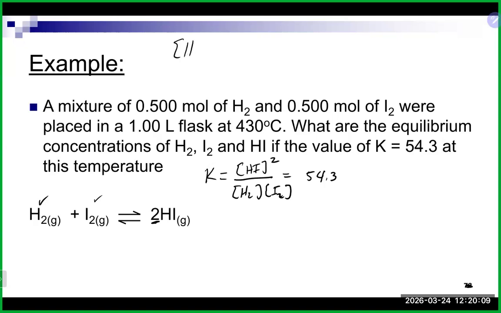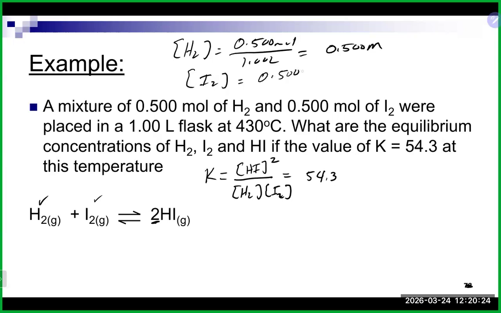Once again, we have moles and liters, so this one is not too bad. Our concentration of H2 is going to be 0.5 moles per 1 liter. That gives us basically 0.5 molar. And same deal for our I2 in this case. That's going to get us here 0.5 moles over 1 liter, 0.5 molar in this case.